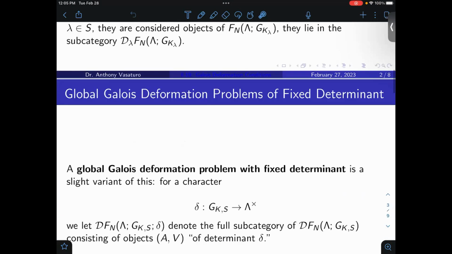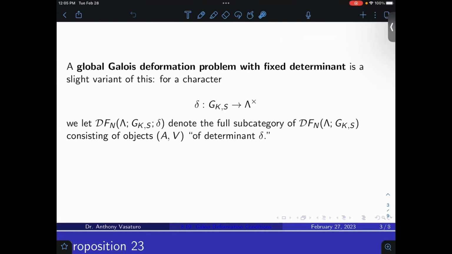So a global Galois deformation problem with fixed determinants is just a slight variant of this. For a character delta from G_{K,S} to lambda cross, we'll let D_F_n(lambda, G_{K,S}, delta) denote the full subcategory of D_F_n(lambda, G_{K,S}) consisting of objects (A, V) of determinant delta. I believe we talked about what this actually means in the previous video, but it sort of means what you think it means.